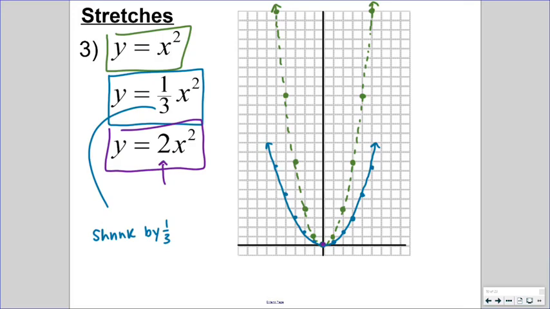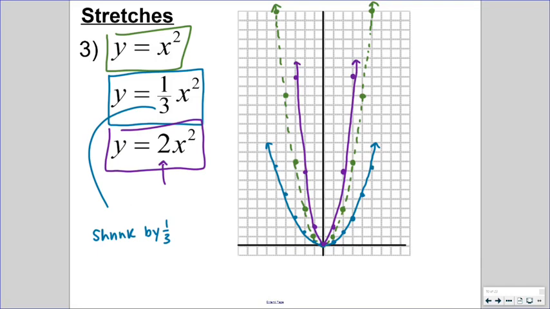So 1 times 2 is 2. 4 times 2 is 8. 9 times 2 is 18. And then the other points are going to fall off the graph. As long as we've got 5 points for a parabola, we're good to go. I'm just going to reflect these over the y-axis. And our vertical stretch is going to be more narrow than our parent function. So that's how we know we've done this correctly.